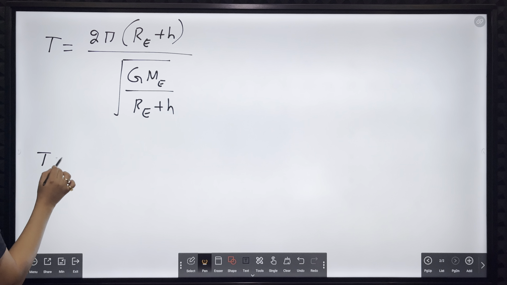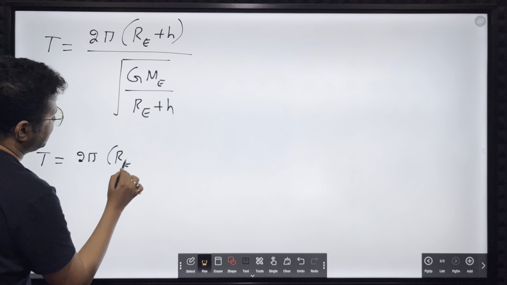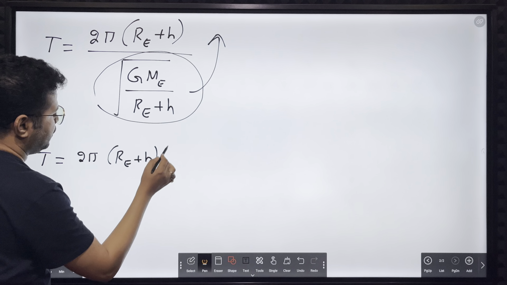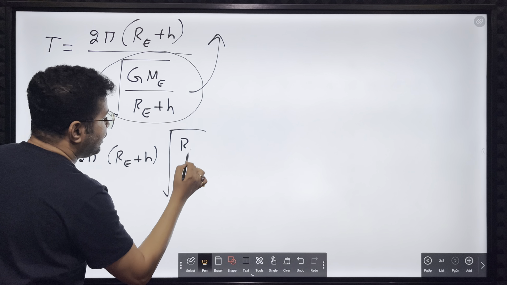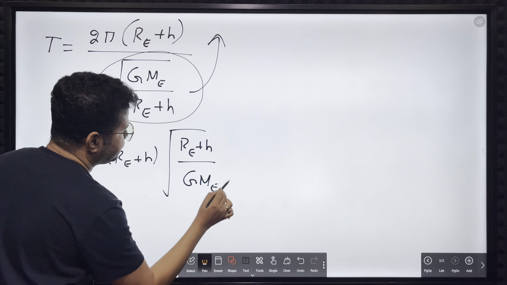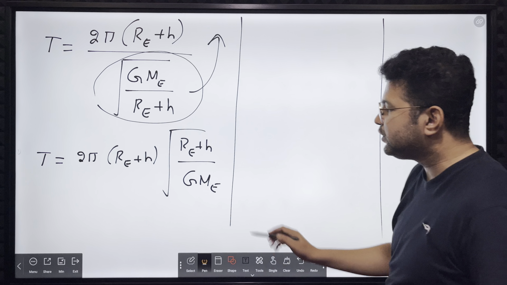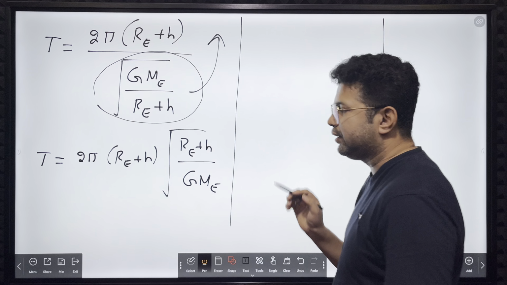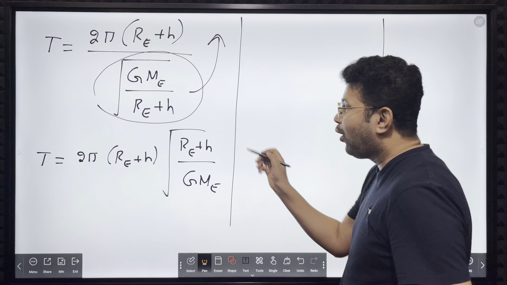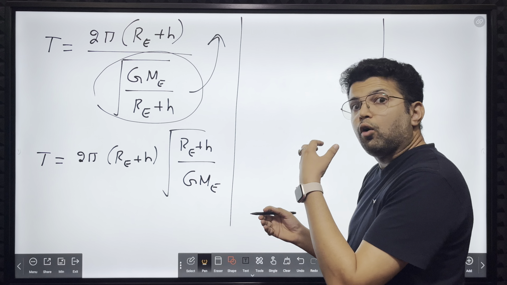Now I'll do some simplification here. 2 pi into (Re plus h). Now this goes to the numerator, and what happens? Square root of (Re plus h) divided by GMe. Now the next step: this Re plus h goes inside. When Re plus h goes inside, it becomes (Re plus h) whole square. Already one Re plus h is there, so it will become (Re plus h) whole cube.